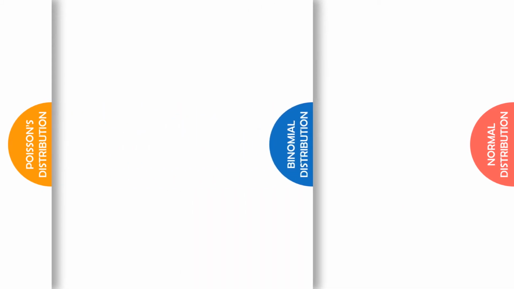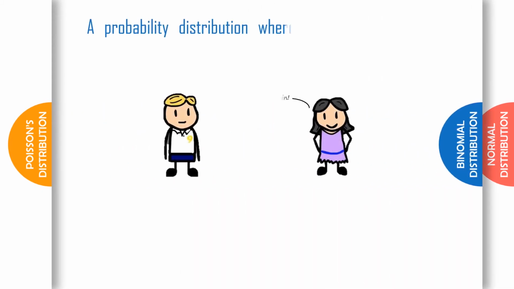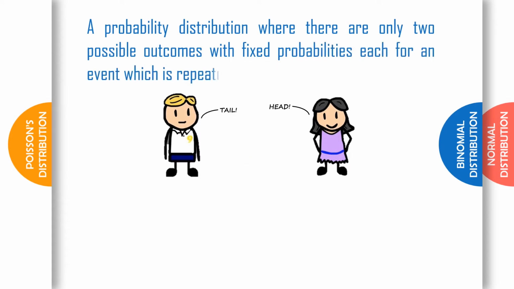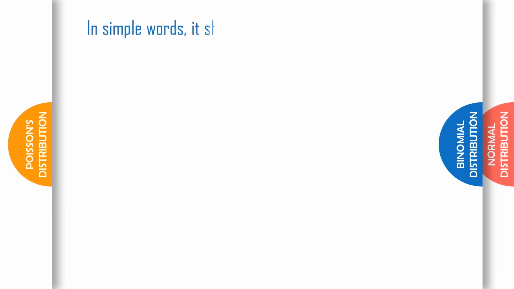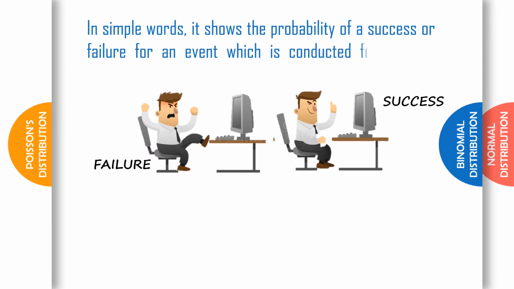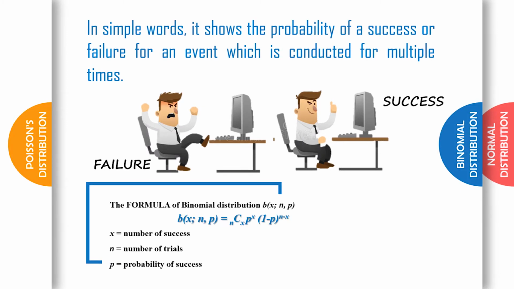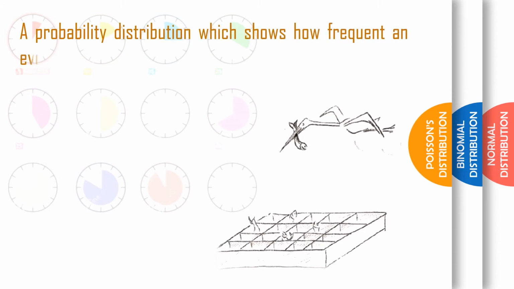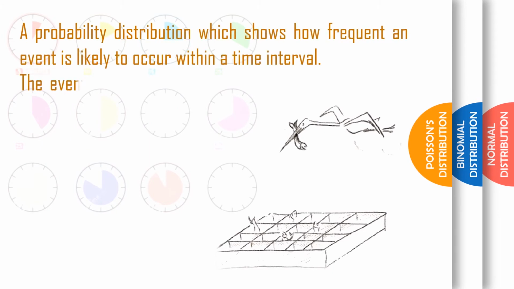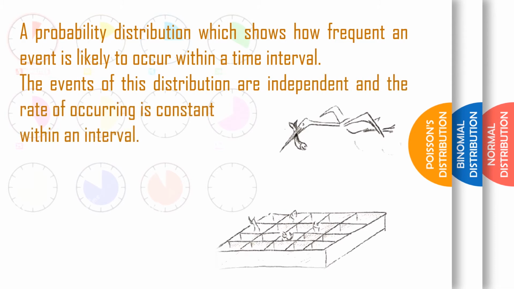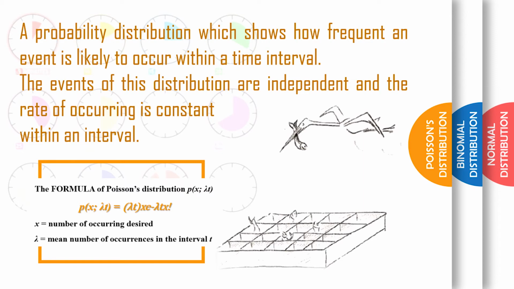Next, binomial distribution is a probability distribution where there are only 2 possible outcomes with fixed probability each for an event which is repeated several times. In simple words, it shows the probability of a success or failure for an event which is conducted multiple times. Furthermore, Poisson distribution is a probability distribution which shows how frequently an event is likely to occur within a time interval. The events of this distribution are independent and the rate of occurring is constant within an interval.